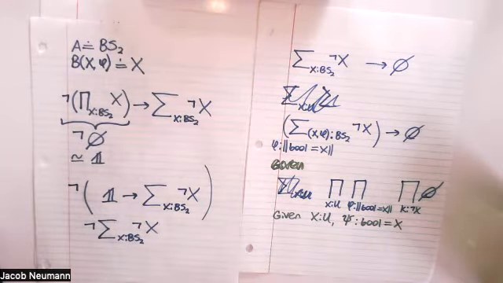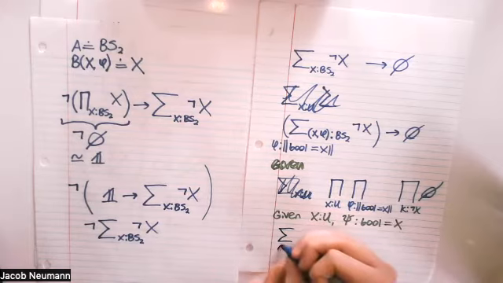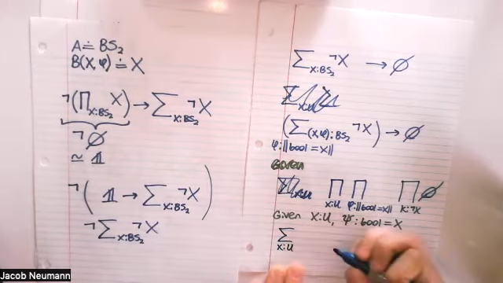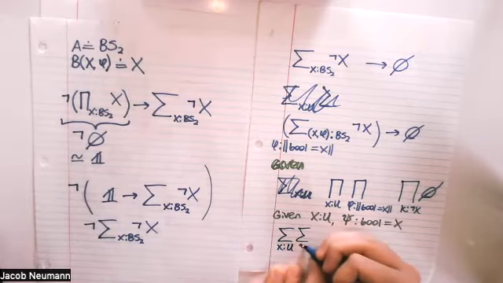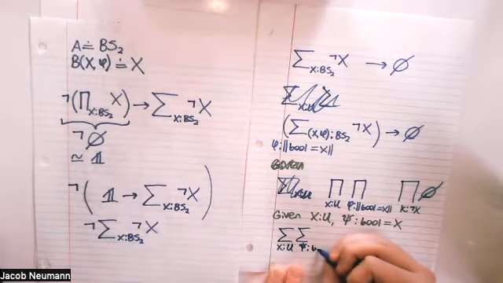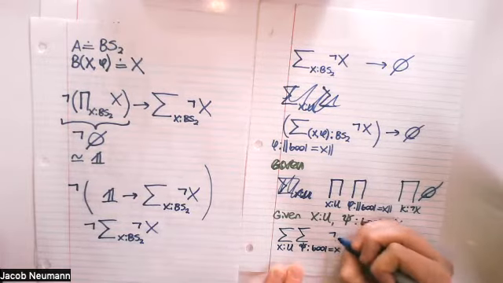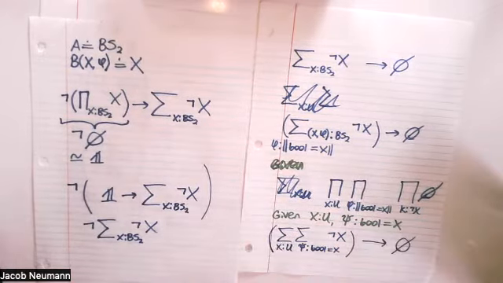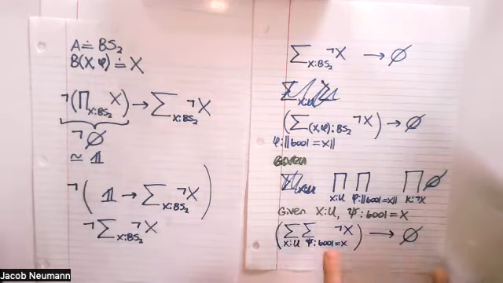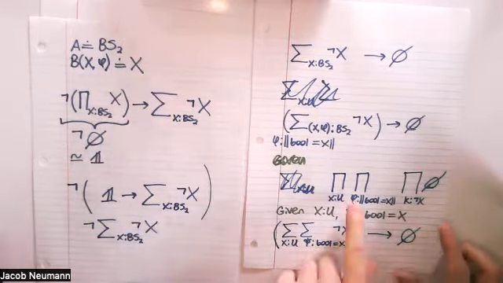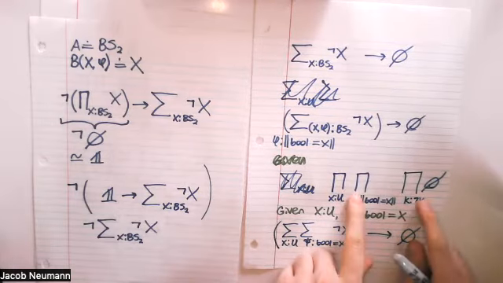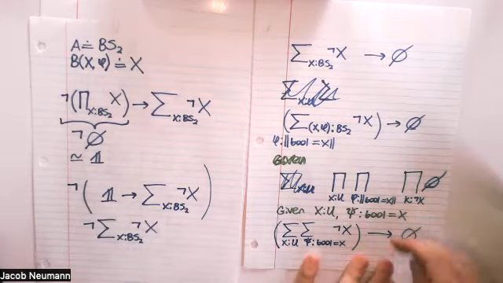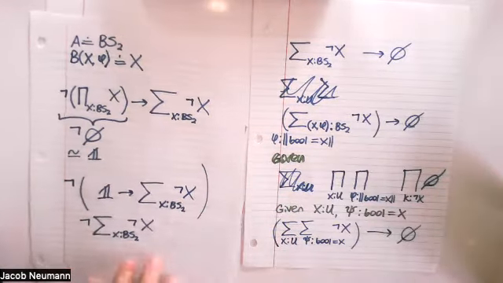Sorry, I keep rewriting this, but let me rewrite it one more time. I'm going to go back to sigmas actually. So x in u and psi of bool equals x, not x. I want to send that into the empty set. If I can define this, then I can do the same thing for the truncation. So then I use the truncation and get something of this type, and eventually work my way all the way back to get the result I want.